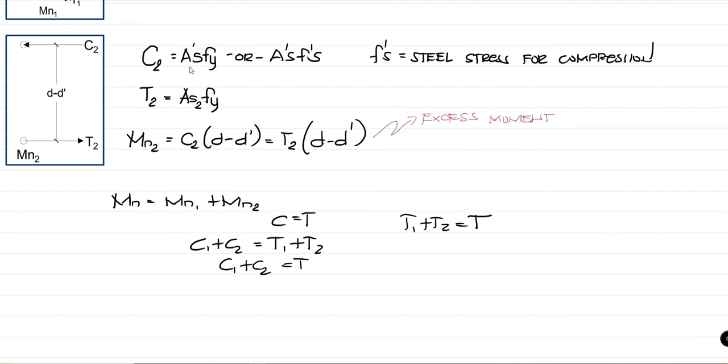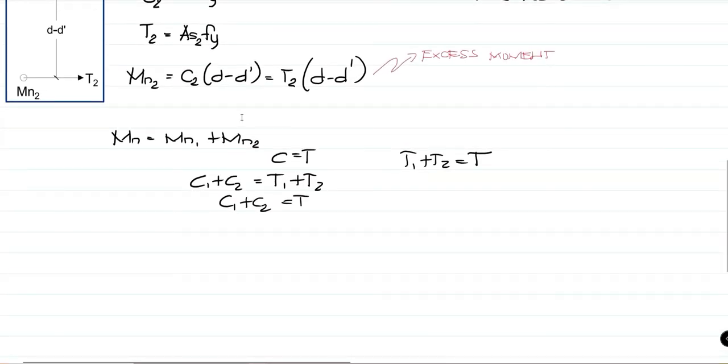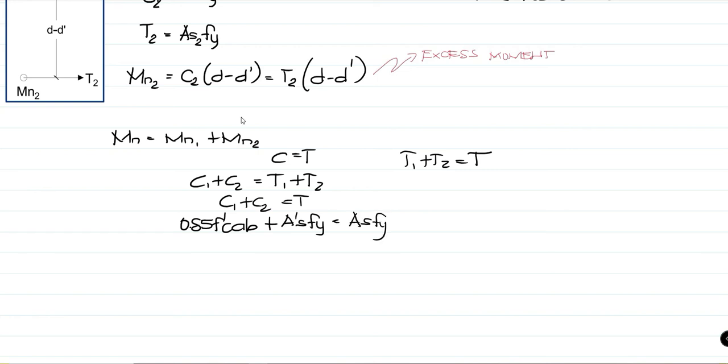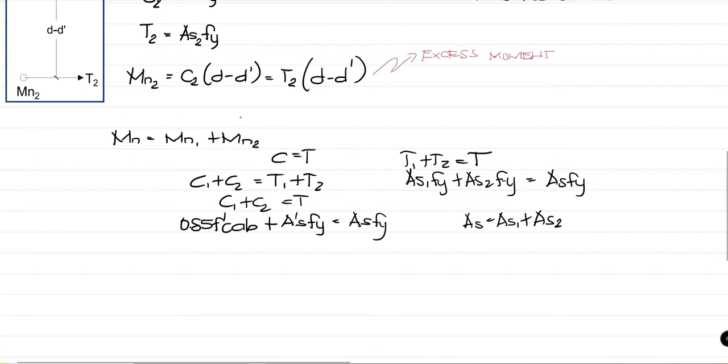So, that means our C1 is equivalent to 0.85 f'c ab plus A's fy, if steel yields, is equal to As fy. Because our T1 is As1 fy and our T2 is As2 fy, and that corresponds to As fy, since As is equal to As1 plus As2. So, here's the valid condition for our statical equation.